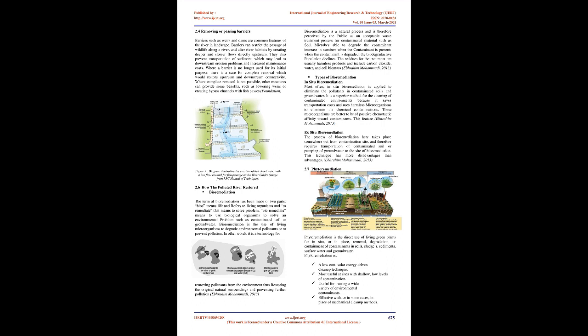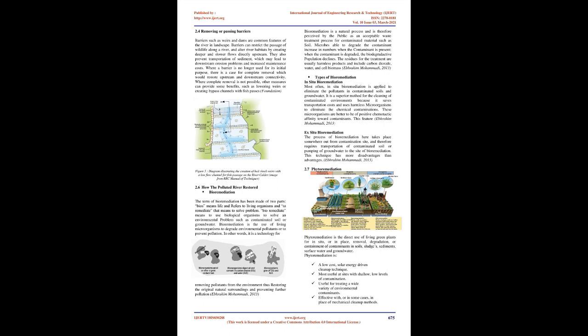Where a barrier is no longer used for its initial purpose, there is a case for complete removal, which would restore upstream and downstream connectivity. Where complete removal is not possible, other measures can provide some benefits, such as lowering weirs or creating bypass channels with fish passes.